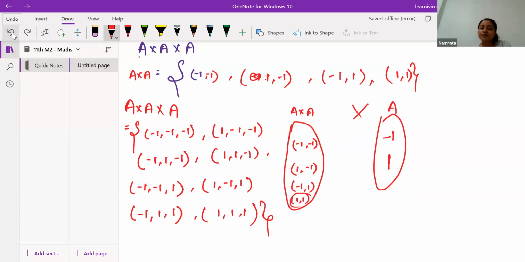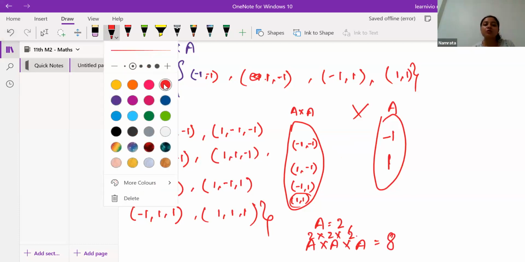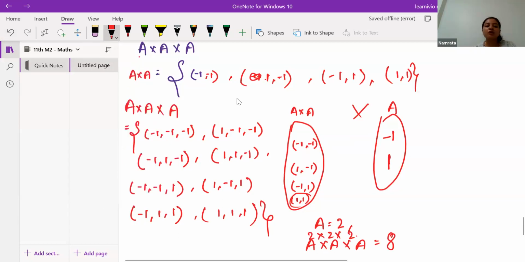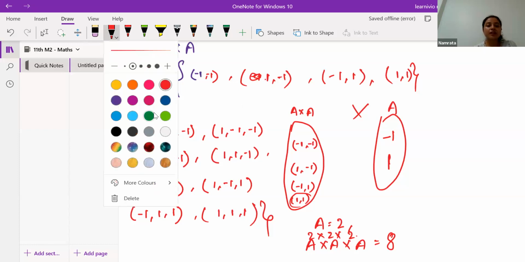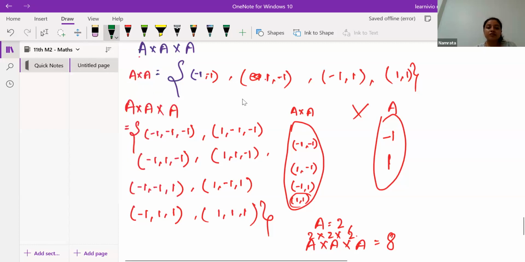Now A is having how many elements? 2 elements. What are we finding? A cross A cross A. So how many elements will we be having? 2 cross 2 cross 2. 2 times 2 is 4, 2 times 4 is 8. Total 8 elements must be there. Let's count whether total 8 elements we have got or not. Yes, we got 8 elements. 1, 2, 3, 4, 5, 6, 7, 8.